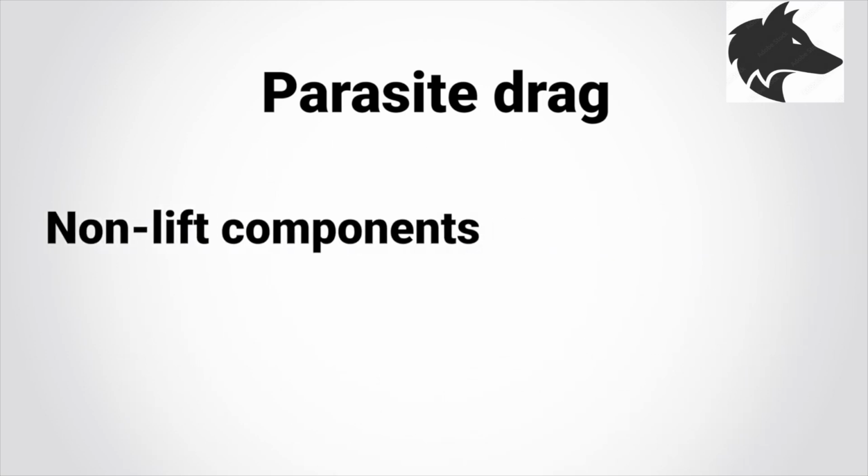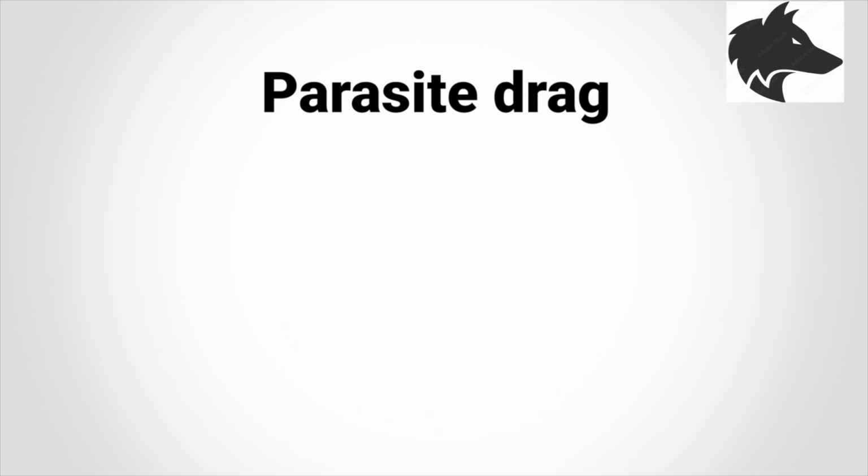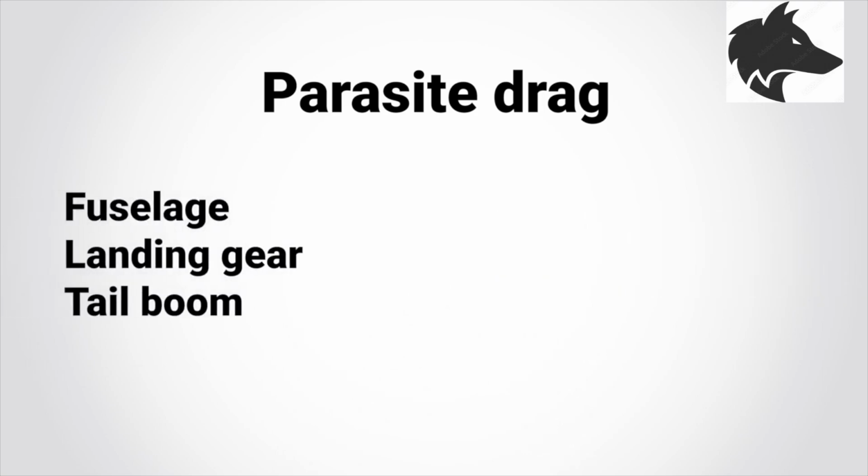Any component not providing lift experiences parasite drag by velocity squared. The effect of parasite drag is increased with the square of the airspeed. Doubling the airspeed increases parasite drag 4 times. Items which may be included in parasite drag could be the fuselage, landing gear, or the tail boom.